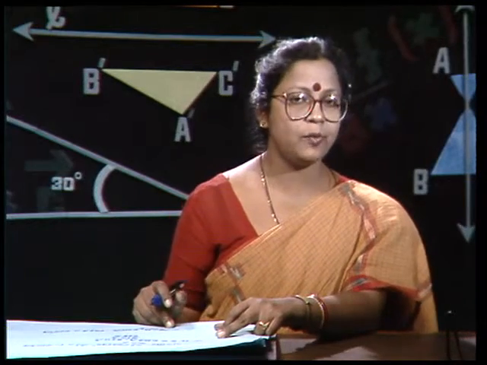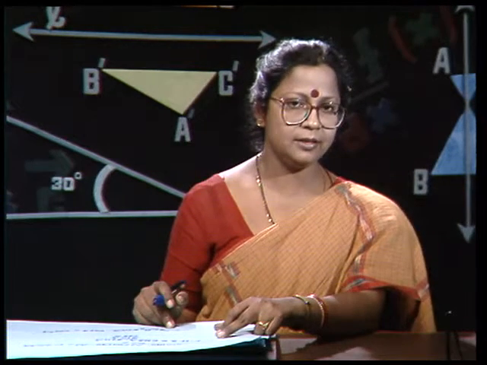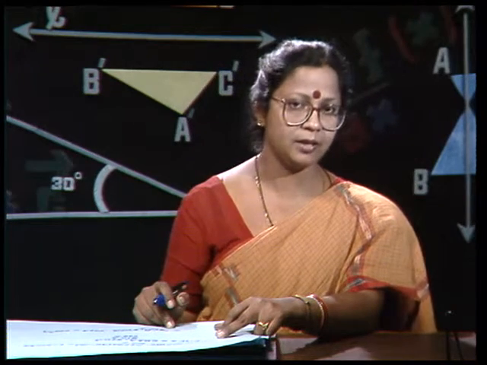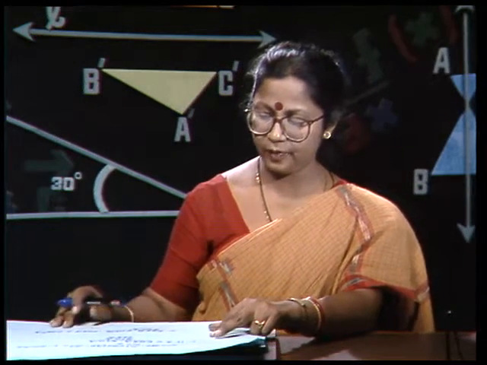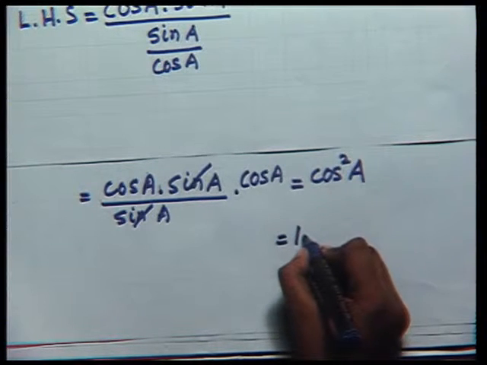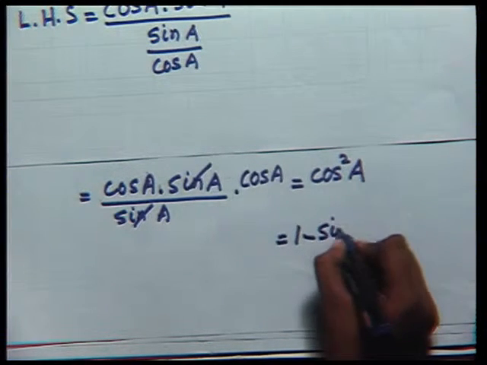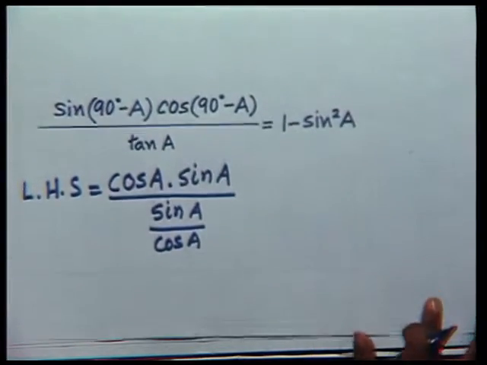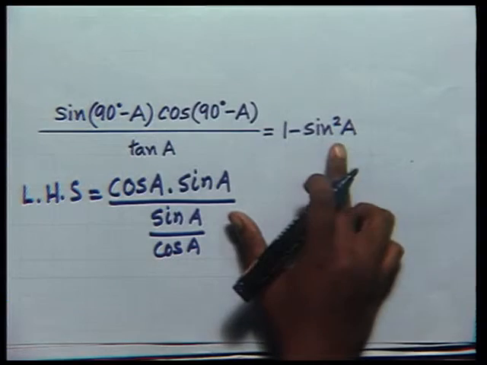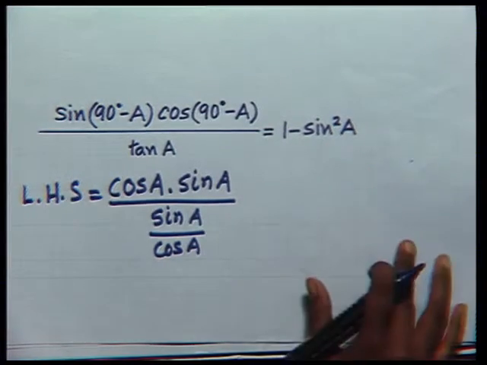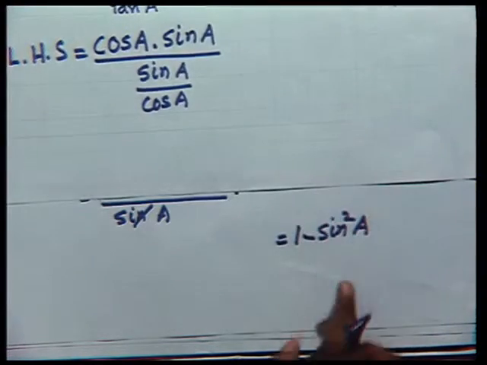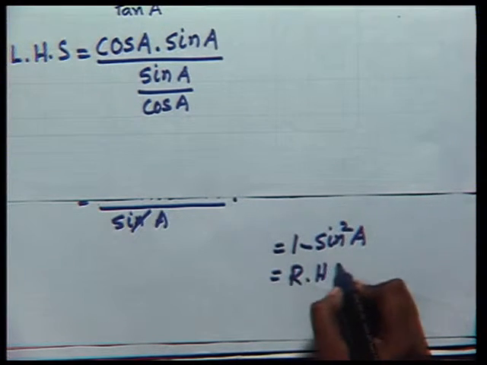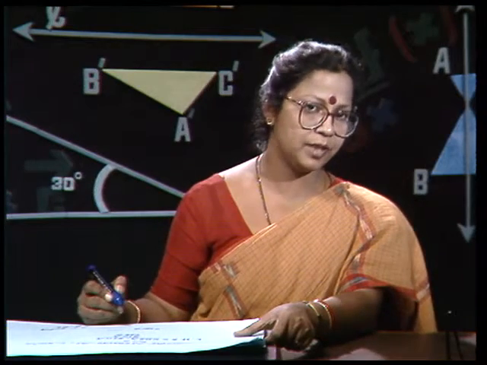And what is cos square A? We learnt in a previous lesson an identity that cos square A plus sin square A is equal to 1. So, cos square A becomes equal to 1 minus sin square A, which is what we wanted. We started from the left hand side and the right hand side is 1 minus sin square A, and we have reached that point. So, this is equal to the right hand side. So, that proves our result.